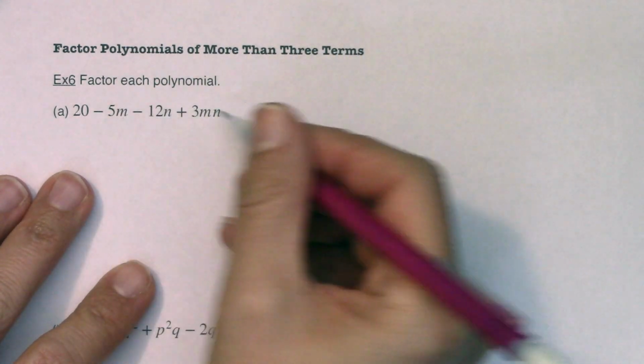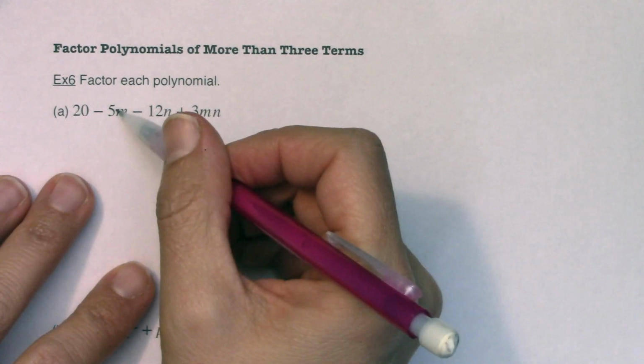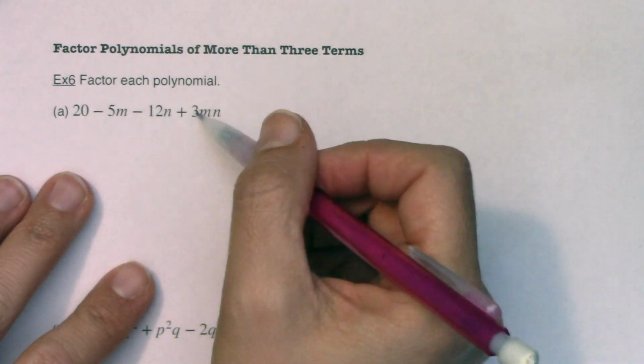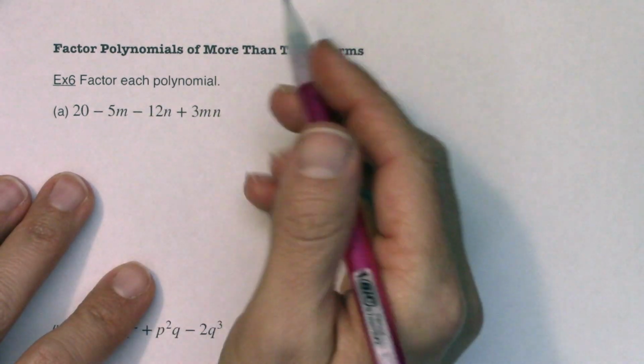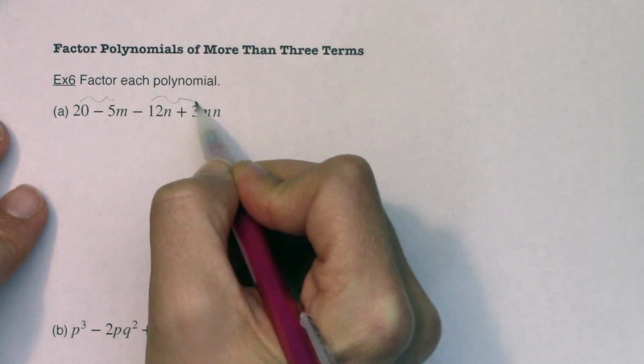And I don't see a GCF, right? There's nothing common to each of these. 20 and 5 have a number in common, 12 and 3 do, but collectively 25, 12, and 3 do not have anything in common, so there's not a GCF. I'm going to go ahead and factor by grouping. And let's see what we get here.